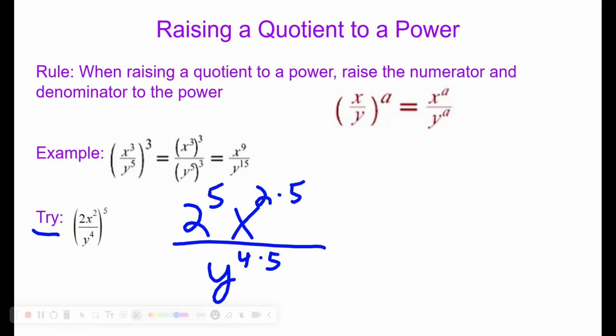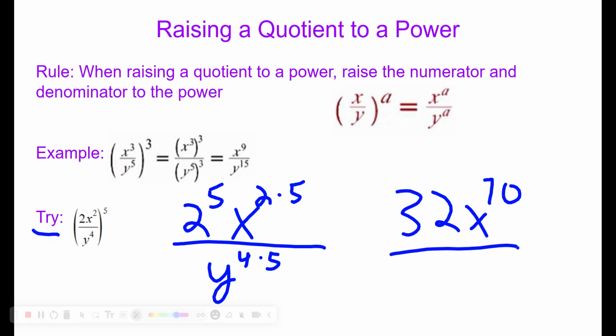2 to the 5th power, we just did 2 to the 4th power, which was 16. 16 times 2 is 32. x, 2 times 5 is 10, and y, 4 times 5 is 20. All right, and that is simplified enough. It's a bad one. Oh well. x to the 10th power, 2 times 5.